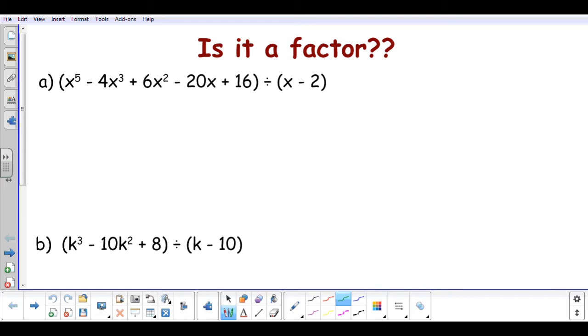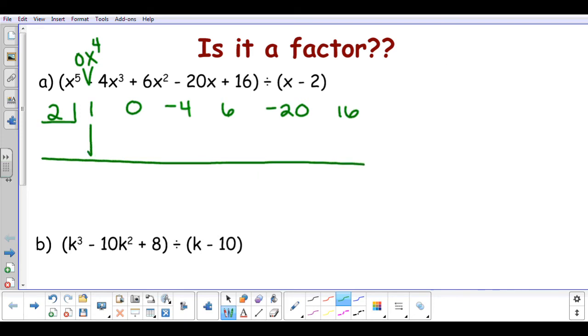So I have x to the 5th, subtract 4x to the 3rd, plus 6x squared, minus 20x, plus 16. So I am missing my x to the 4th term, so I'm going to put a 0 between the x to the 5th and the minus 4x to the 3rd to represent that x to the 4th term. So when I write my coefficients, I'm going to have 1, 0, negative 4, 6, negative 20, and positive 16. In the box to the left, I am going to have the x subtract 2, so when you solve that, you would be having a positive 2 for that box.